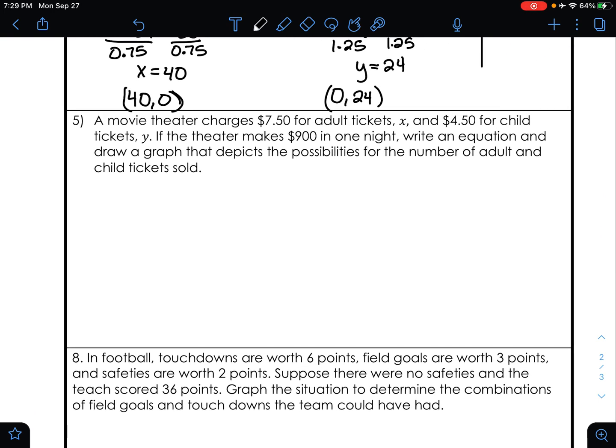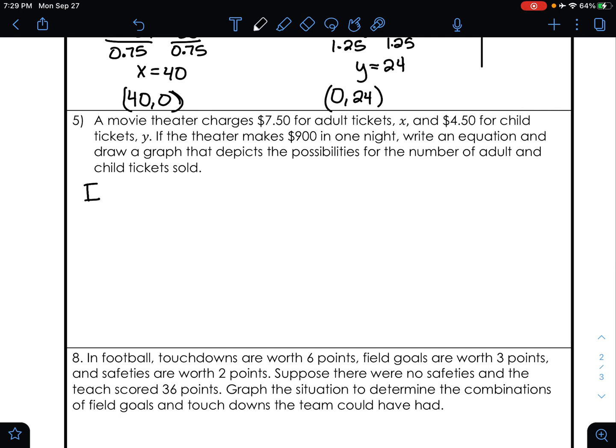Next, a movie theater charges $7.50 for adult tickets, X, and $4.50 for children's tickets, Y. If a theater makes $900 in one night, write an equation and draw a graph that depicts the possibilities for the number of adult and children tickets that can be sold.